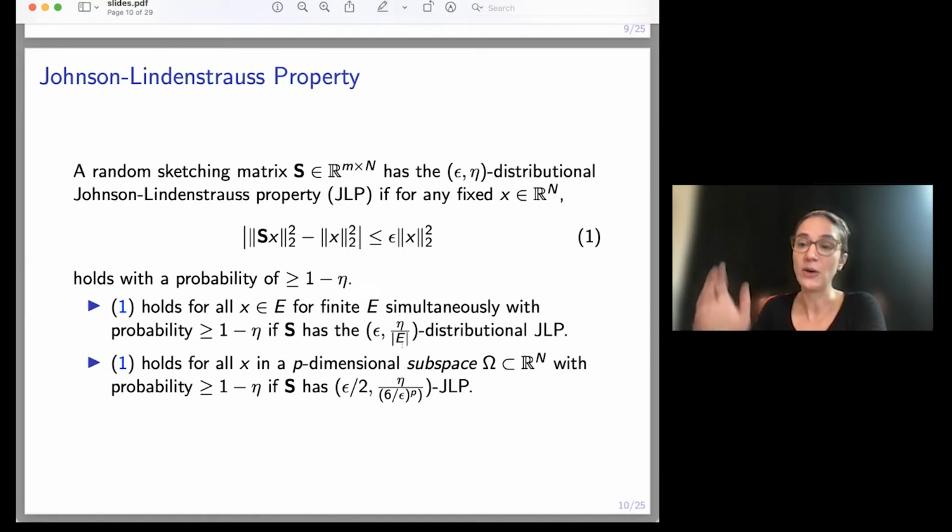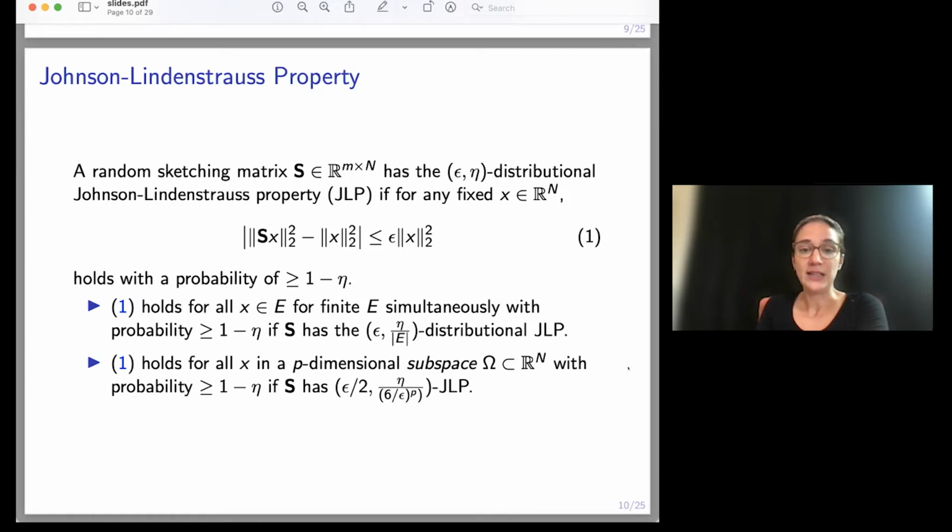I include this because in this distributional JL property, we really care about the dependence of the embedding dimension M needed to get this property on the parameter eta. That's very important because when we do union bounds and so on, we have to use a much smaller eta, exponentially smaller. So we really want a small dependence on eta of the number M.